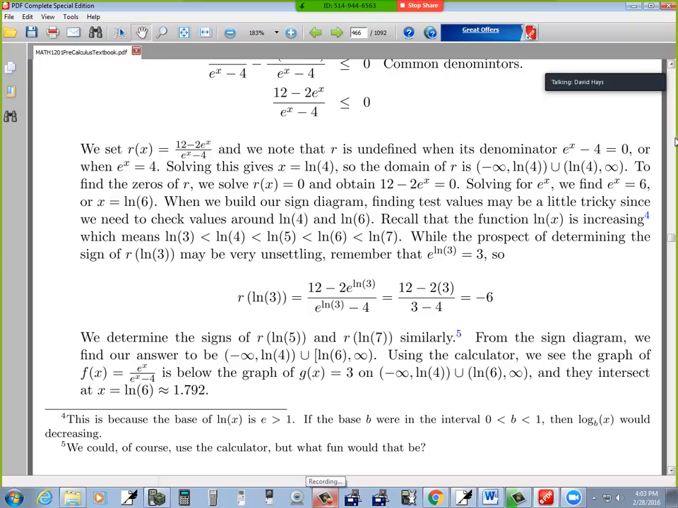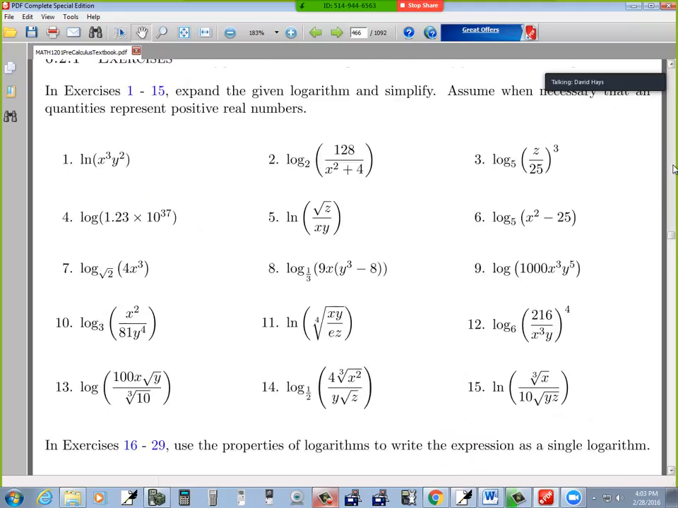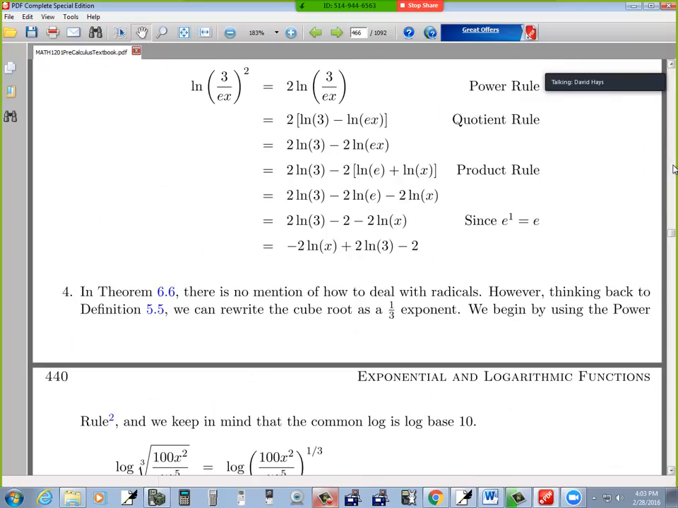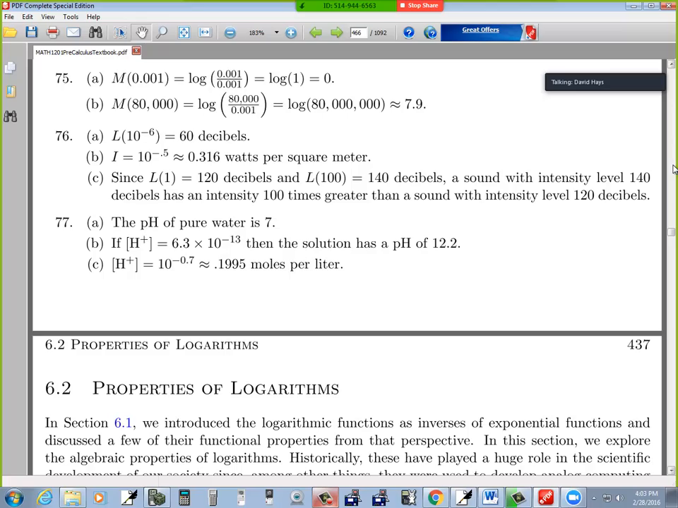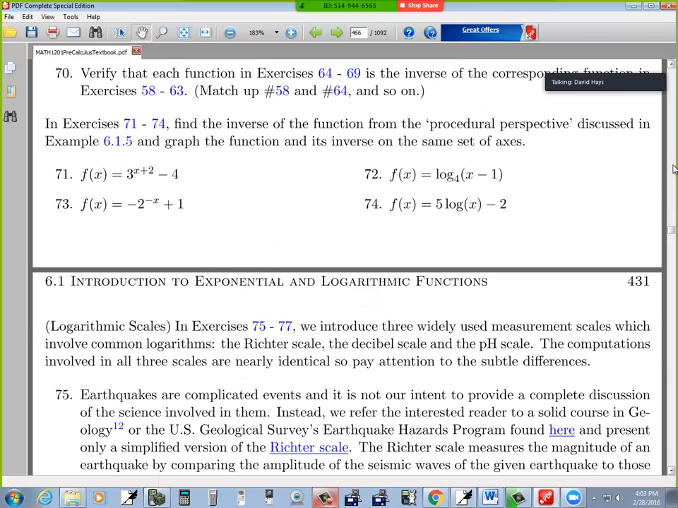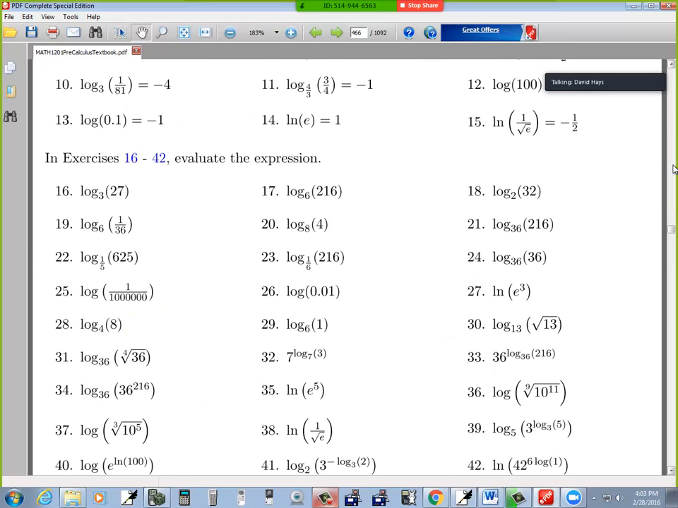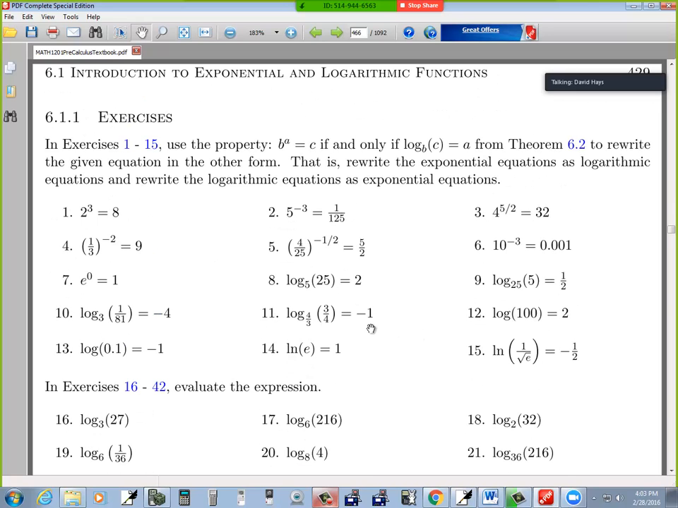And let's see, page 429. And number 11. Okay, rewrite in the other form. Is it log or is it exponential? Okay.